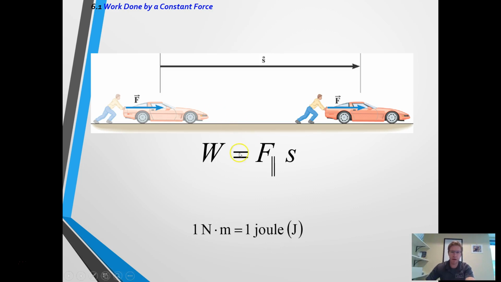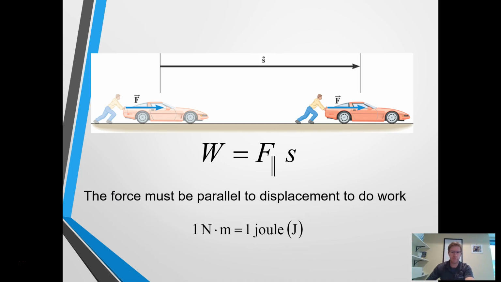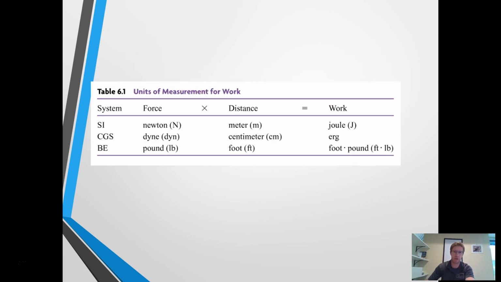And what you'll find when you take a Newton and multiply it by a meter, when they're in the same direction, you'll get the unit for work, which is the unit of joules. Capital J represents joules. 1 joule is equal to 1 Newton multiplied by 1 meter. Keeping in mind the Newton and the meter must be in the same direction, parallel to one another. So the force must be parallel to displacement in order to do work.